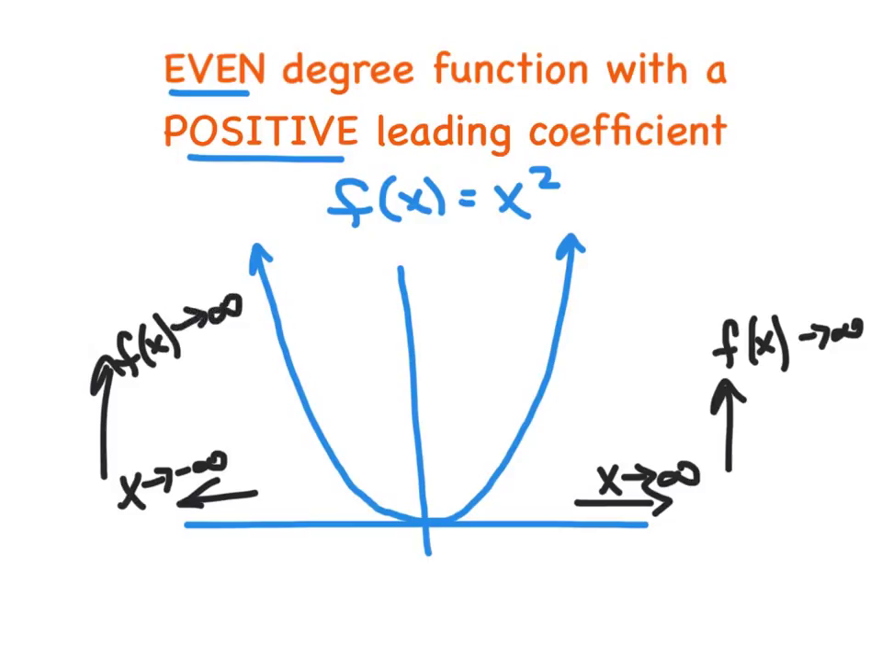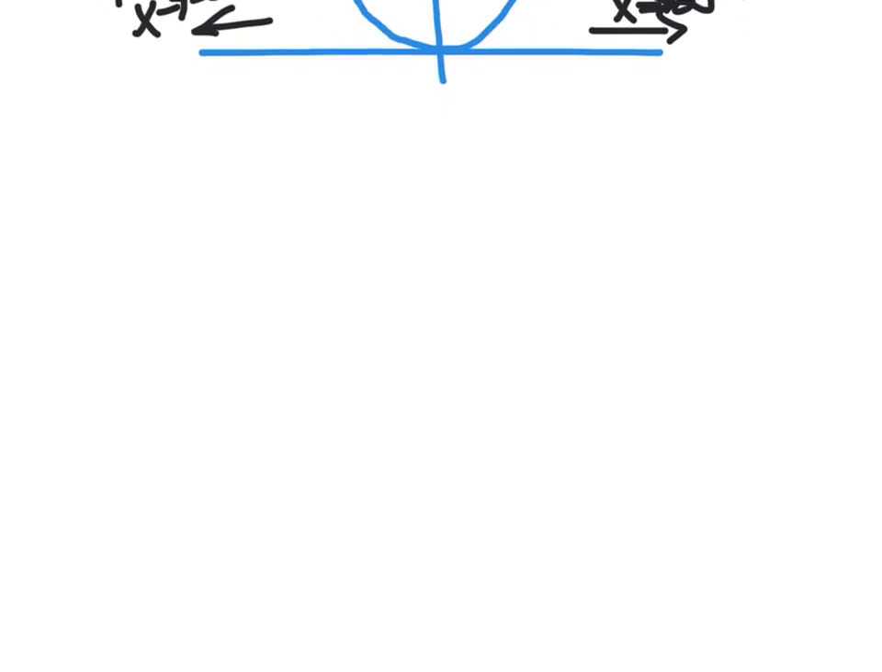And really, I'll tell you what, if you can identify whether the arrow's heading up or down, you're going to be in pretty good shape tomorrow. And so we're just going to get used to using these little miniature arrows, and we're going to get used to pronouncing them as approaches and things like that. So basically, every even degree function with a positive leading coefficient is going to behave the same way. Now, it might look a little different, but the ends are going to behave the same way.